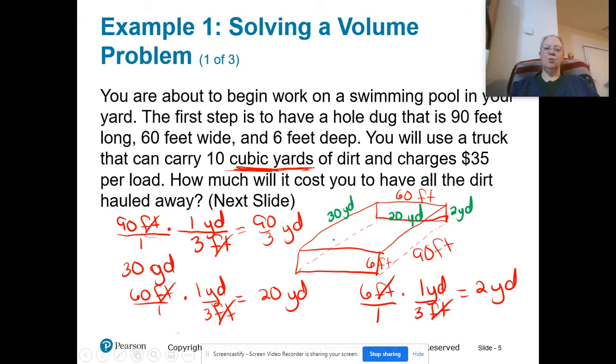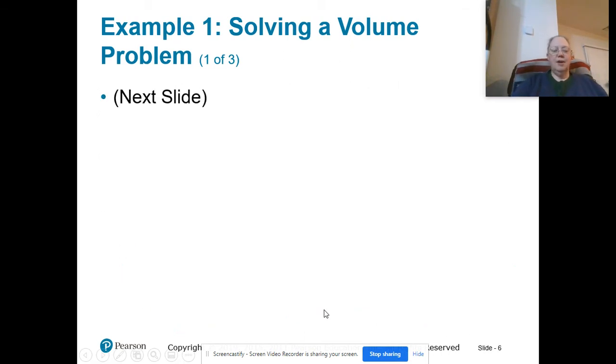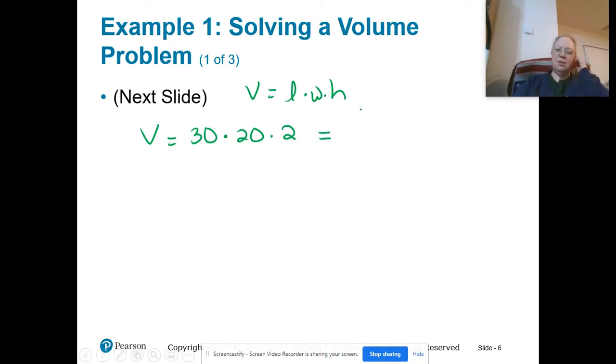All right, so now we have to find the volume. Anytime we have stuff going inside a three-dimensional object, that is volume. So I need to get some more room. Let's try this. All right, so volume is equal to length times width times height. And so my length was 30, and my width was 20, and my height was 2. And that gives me 1,200.